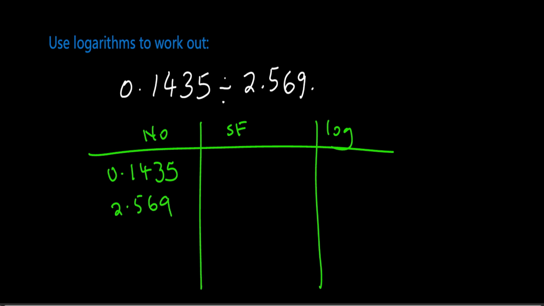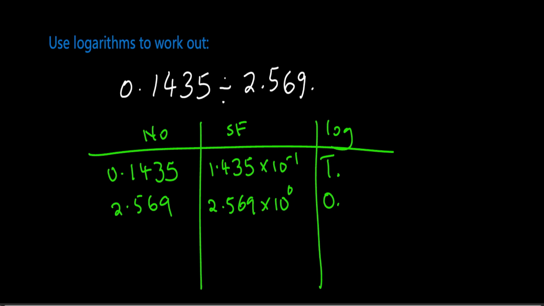This is 2.569. So your standard form here is going to be 1.435 times 10 to the power negative 1. In the standard form for this one, obviously 2.569 times 10 to the power 0. The reason why I'm writing 10 to the power 0 is because 10 to the power 0 is 1, so if you multiply it by 2.569, you just get the same number. Now, the characteristic here is bar 1 and the characteristic here is 0.